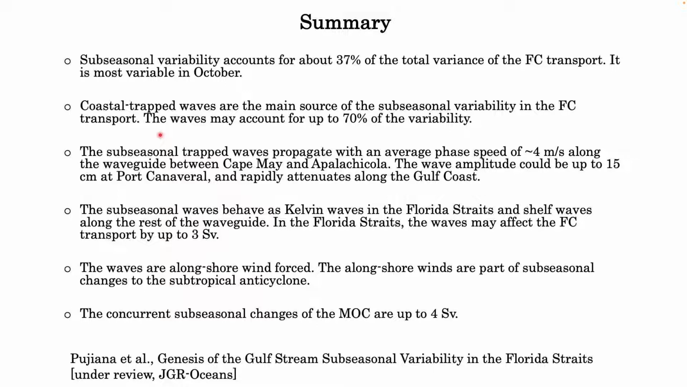And the trapped waves propagate with an average phase speed of about 4 meters per second along a waveguide between Cape May and Apalachicola. And then the wave amplitude could be up to 15 centimeters at Port Canaveral, and then rapidly attenuates northward and towards the Gulf Coast. And it looks like the subseasonal waves behave as Kelvin waves in the Florida Straits and propagate as shelf waves along the rest of the waveguide.